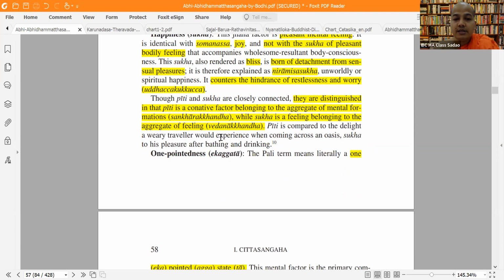Piti is compared to the delight a weary traveler would experience when coming across an oasis. Sukha is the pleasure after bathing and drinking. So even though piti and sukha seem to be similar in terms of having pleasant and good feeling, piti as a mental factor comes under sankhara khanda, whereas sukha is categorized in the group of vedana khanda.